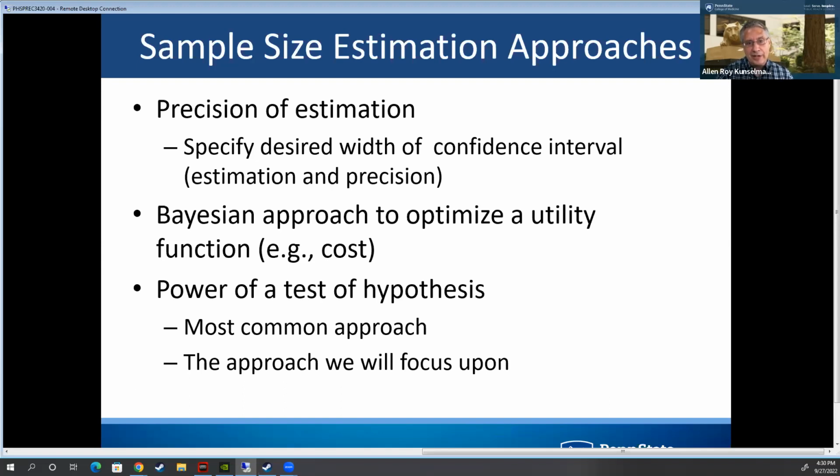Whereas if it was 90 out of 100 people, again, that's 90%, but your confidence interval will be much smaller because you have 100 people. If you have 1,000, it gets smaller. So how much precision do you want? Plus or minus 1%, plus or minus 2%, because that can drive your sample size approach. But the most popular approach, and the one we're going to spend time on today, is the power of a test of hypothesis. It's the most common approach used for statistical power estimation.